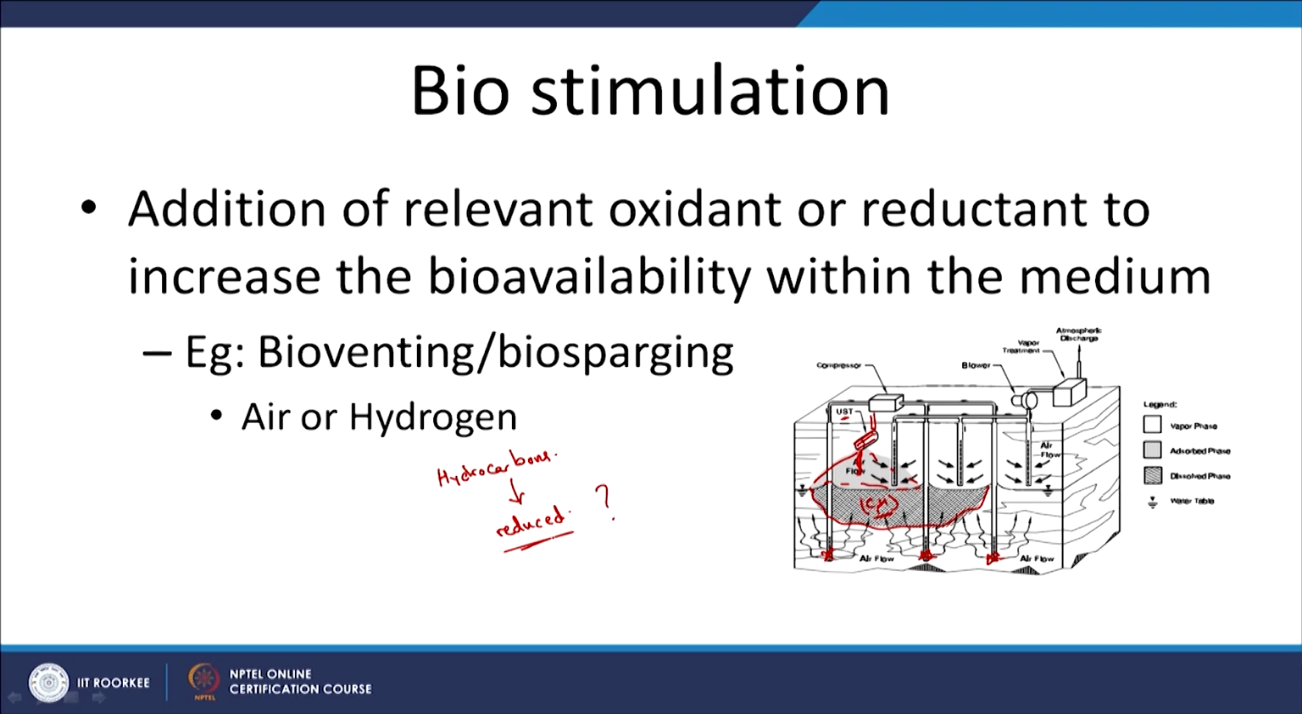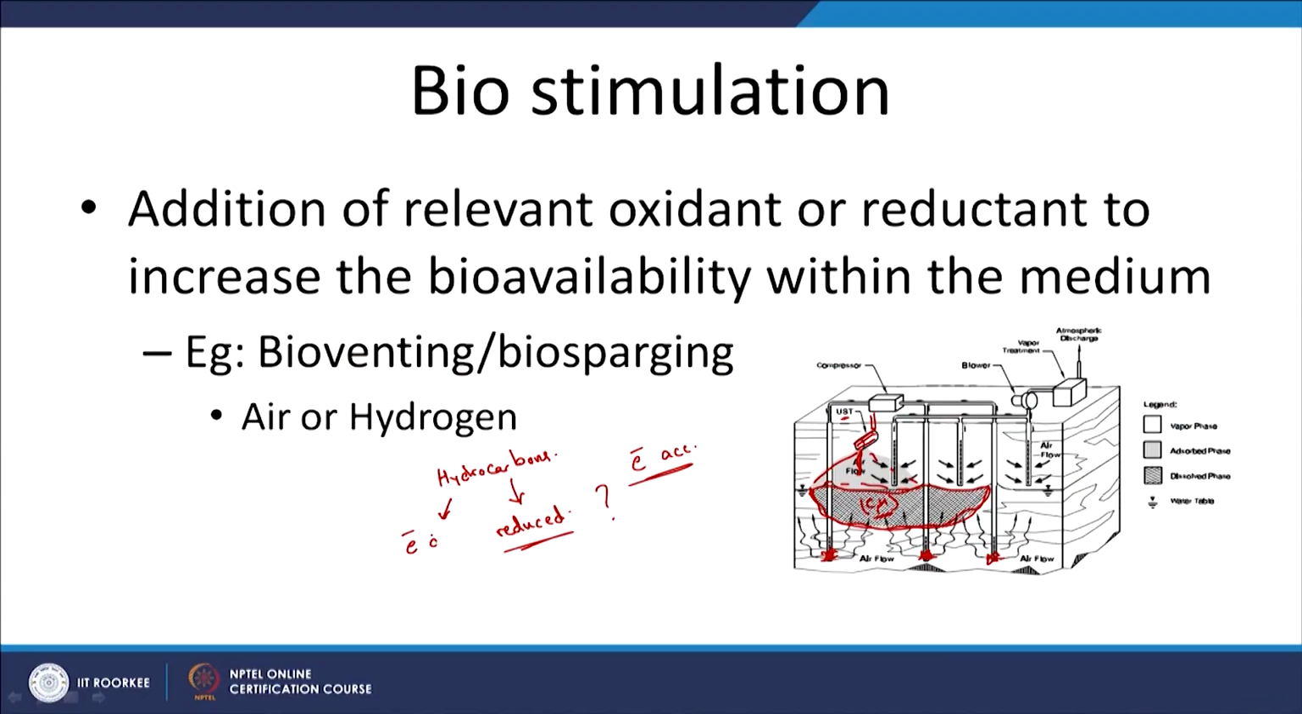You want to oxidize this reduced compound, and how do you do that? You need an electron acceptor, right. So, the key here is that if you do not provide air, what is going to happen to the system? So, this is your hydrocarbon contaminated plume, let us say. And where is the degradation going to occur? Let us say, is it going to be the edges, center, throughout the plume?